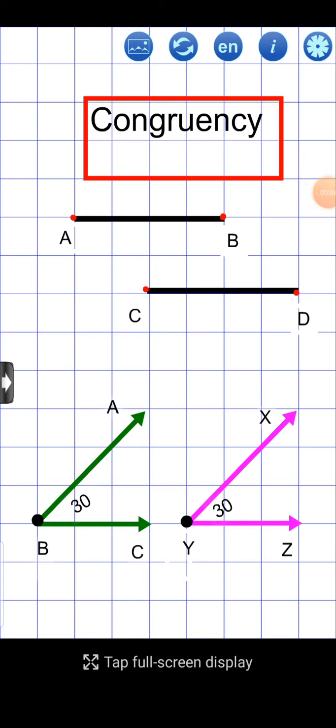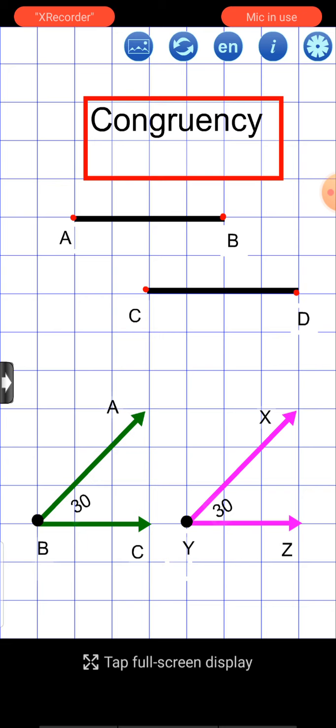I hope all of you are fine. Today's lesson is our first geometry lesson. We're going to talk about congruency. How can I figure out that two things, or two objects, or two figures are congruent?